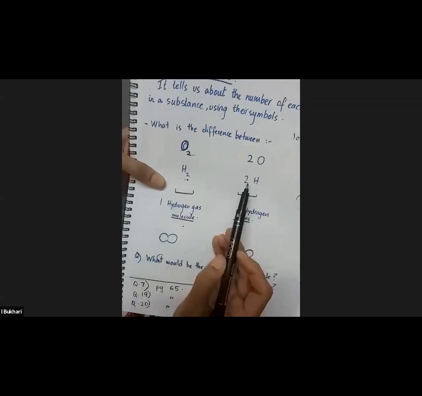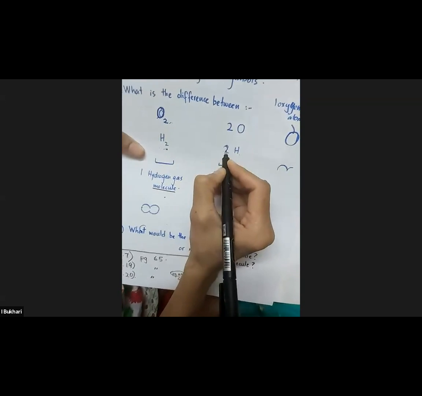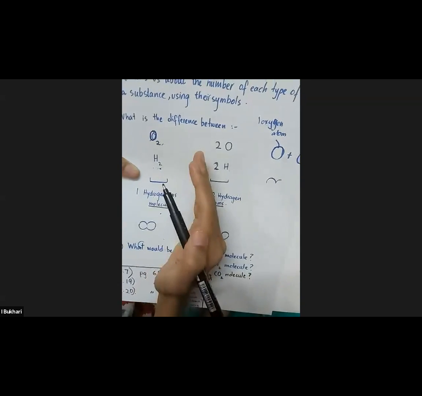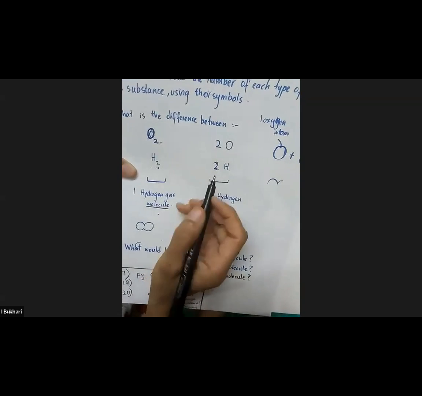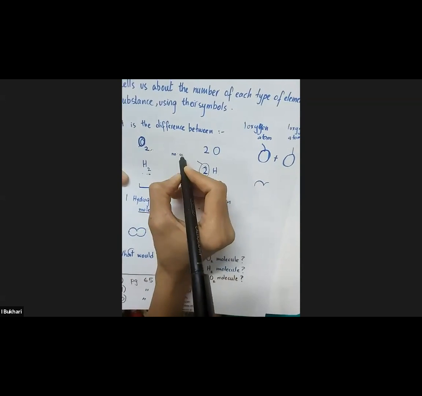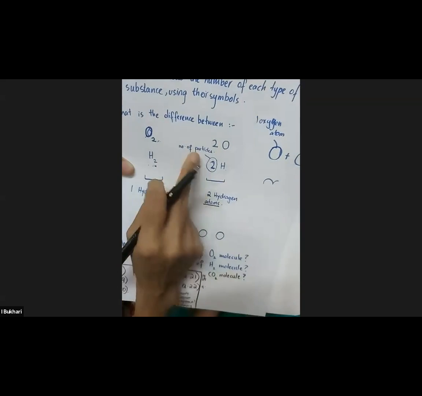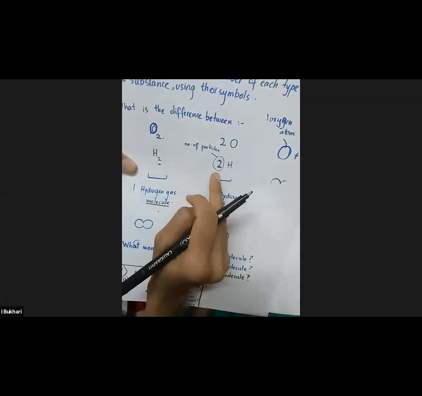The reason I'm talking about this in detail is because I want you to understand the difference between these 2 numbers. They might be the same numbers, same symbols, but the way they are written changes the meaning completely. This is one molecule. These are two different atoms. Whenever you see a big number on the left-hand side of the symbol, that gives you the number of particles, individual particles.